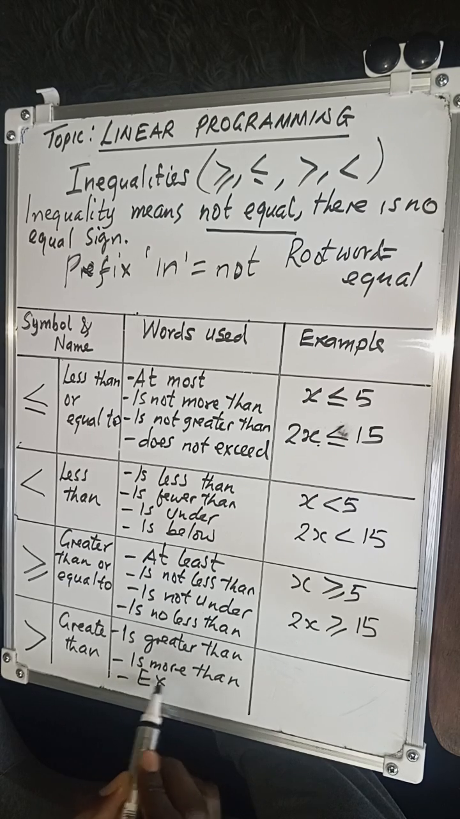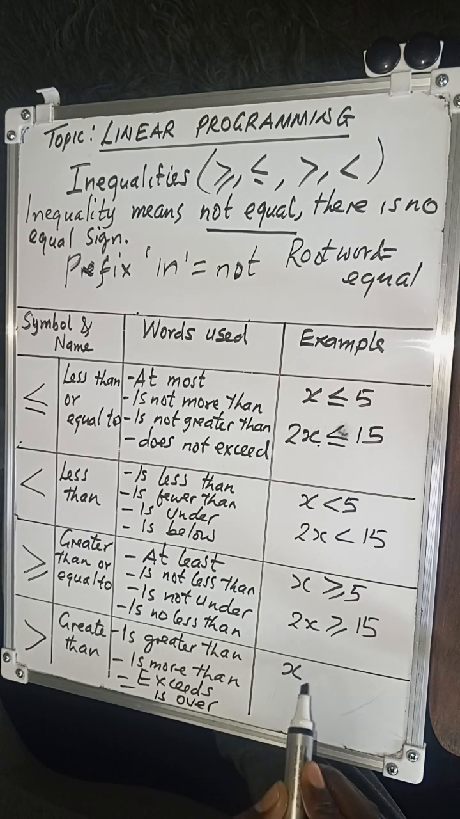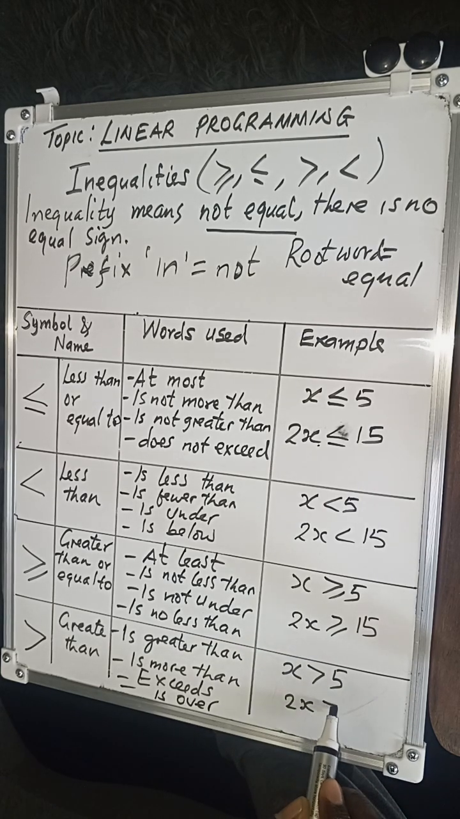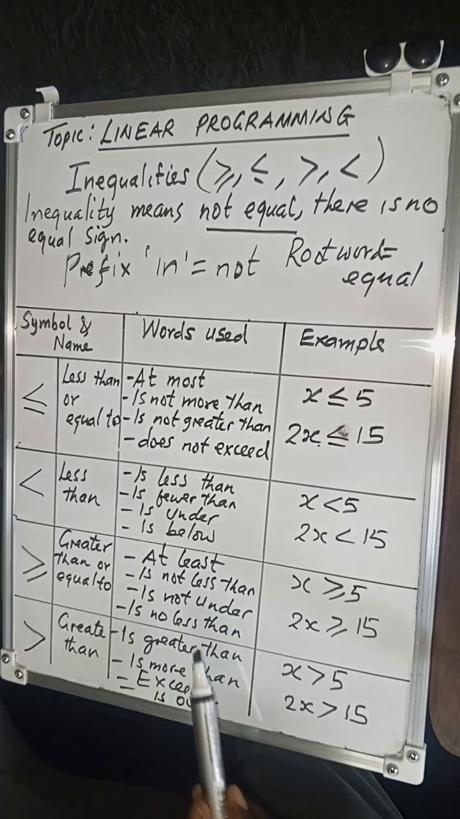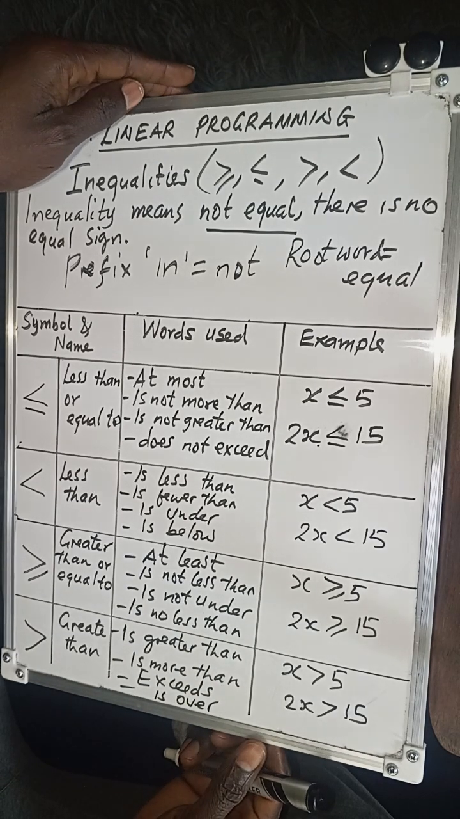You'll be able to find the word exceeds. I've only used the word exceed. Then "is over," and so on and so forth. But these are just ideas that will introduce you to linear programming. For example, if I have my x is greater than 5, or my 2x is greater than 15. So these are some of the inequality symbols and the words that we use when we are dealing with linear programming.